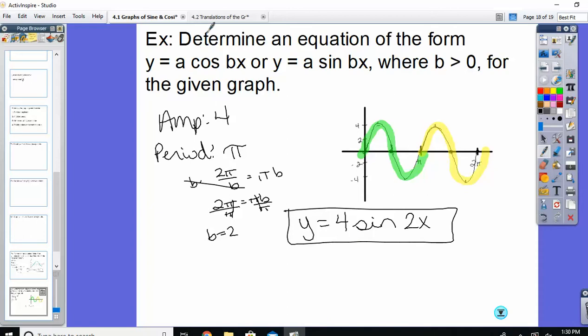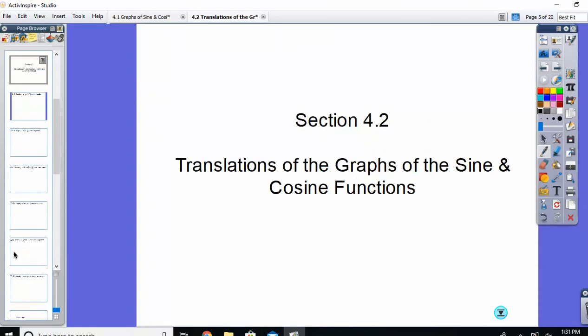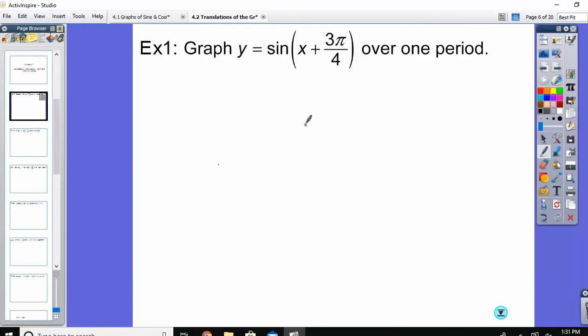I want to go ahead and teach section 2 now. So we are going to talk about transformations of our graphs. So same beginning pieces. We still have our amplitude, period, and count by. But what's happening now is we may be moving our graph up and down or left and right. Easiest way to learn this is just to start with an example.